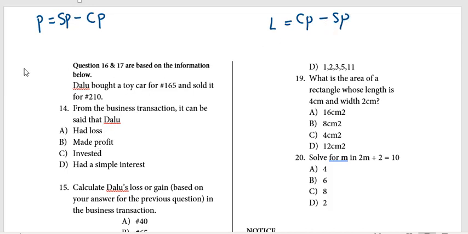If someone bought an item for 165, let's use our natural wisdom or instinct, and you sold that item for 210, did you lose or did you make profit? You made profit because you sold it higher than you bought it, so he made profit. Even without applying math here, you just use your sense and figure out the answer.